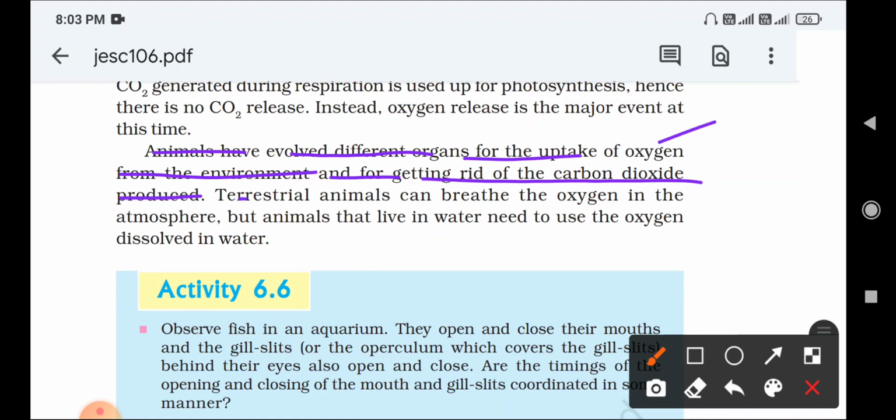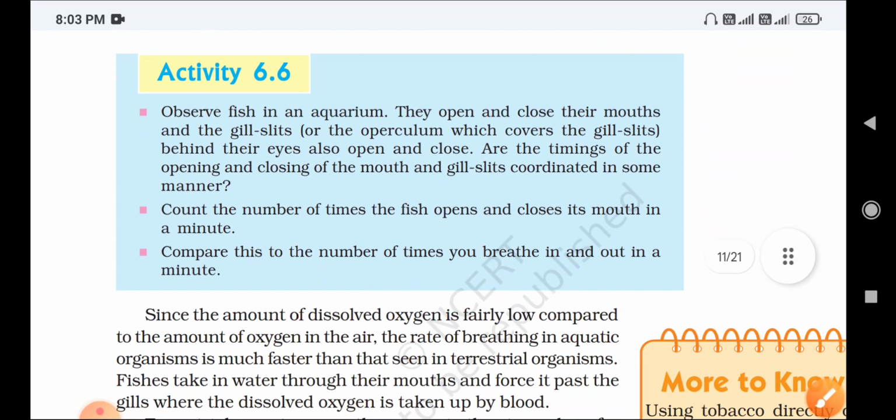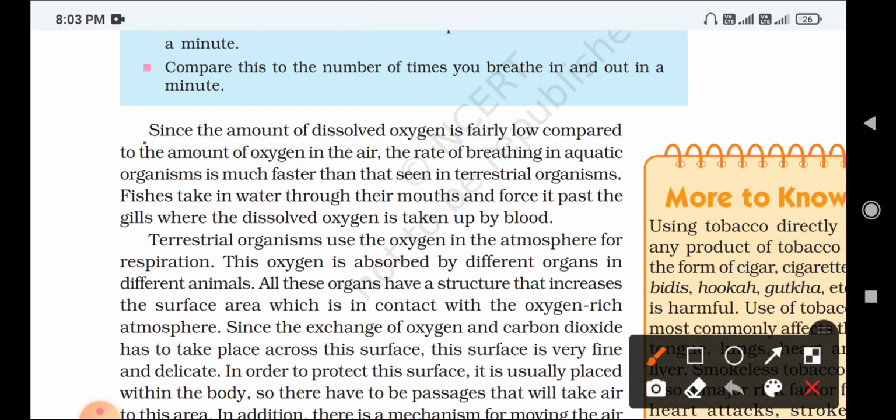Terrestrial animals can breathe the oxygen in the atmosphere, but animals that live in water need to use oxygen dissolved in water. Animals that live on land use the oxygen from the atmosphere easily, but animals living in water take the dissolved oxygen from the water. Since the amount of dissolved oxygen is fairly low compared to the amount of oxygen in the air, the rate of breathing in aquatic organisms is much faster than that seen in terrestrial organisms.